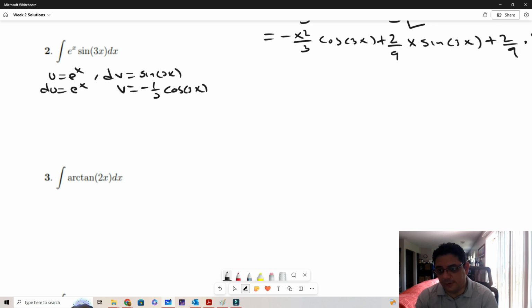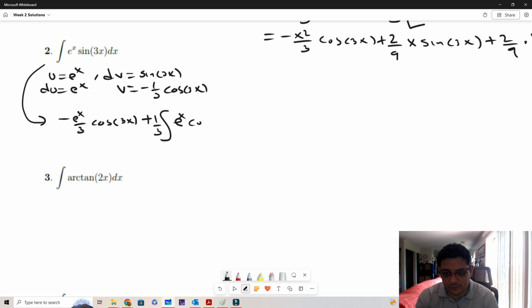And so of course this integral here transforms into u times v, so minus e to the x over 3 cosine of 3x, that's u times v, minus the integral of v du. But v du is just again e to the x cosine of 3x dx. So we've just traded the sine for the cosine. We did this example in the past in some of the video examples, but here we'll have this situation again.